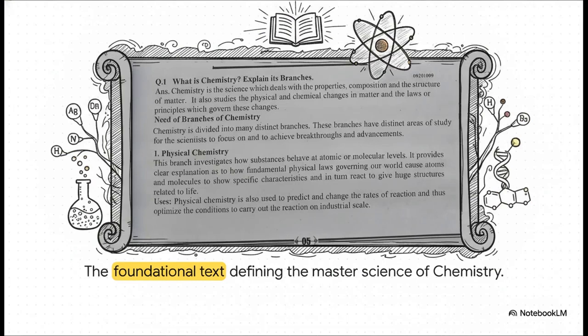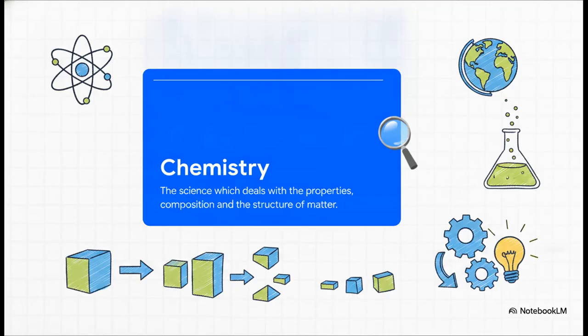To really grasp the sheer scale of this universal operating system, we need to go straight to our foundational text. It starts right at the top with a super clear, uncompromising definition of exactly what we're dealing with today. Right here in the text, chemistry is defined as the science which deals with the properties, composition, and structure of matter. It studies both the physical and chemical changes matter goes through and, crucially, the laws or principles governing those changes.